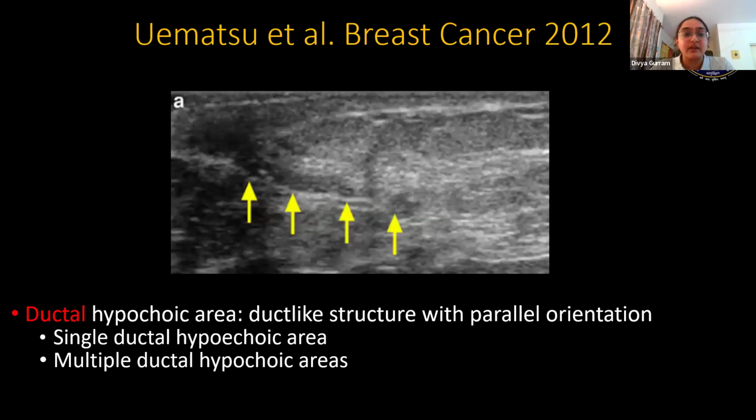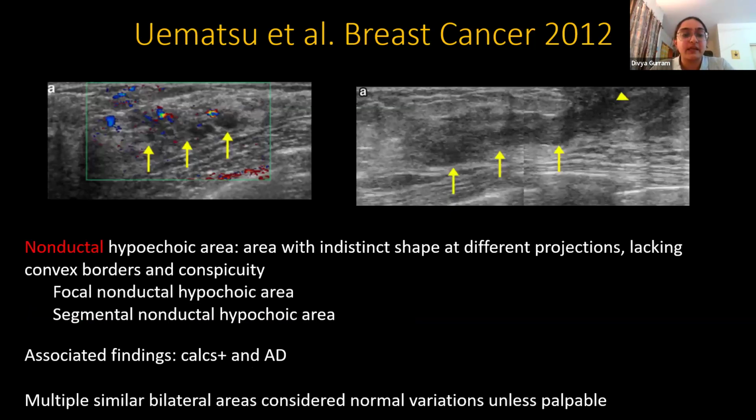Then several years later, Uematsu and his colleagues published in the Breast Cancer Journal, and they spoke about non-mass lesions having two broad classifications. One, that they could appear as a ductal hypoechoic area, where they appear with a duct-like structure which is parallel in orientation to the breast tissue, and they may present with either a single ductal hypoechoic area, or multiple ductal hypoechoic areas. So in this case, we have an irregularly distended duct, and it has a cast-like echogenic component within it. And another pattern that they've talked about is the non-ductal hypoechoic area.